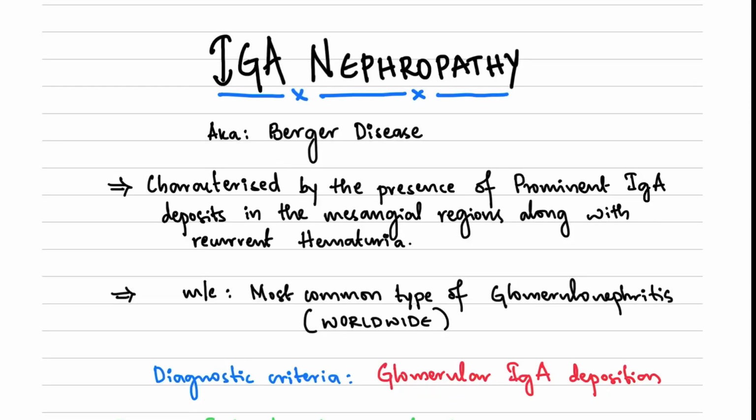Hello guys, in this lecture we are going to learn about IgA nephropathy, also known as Berger disease.